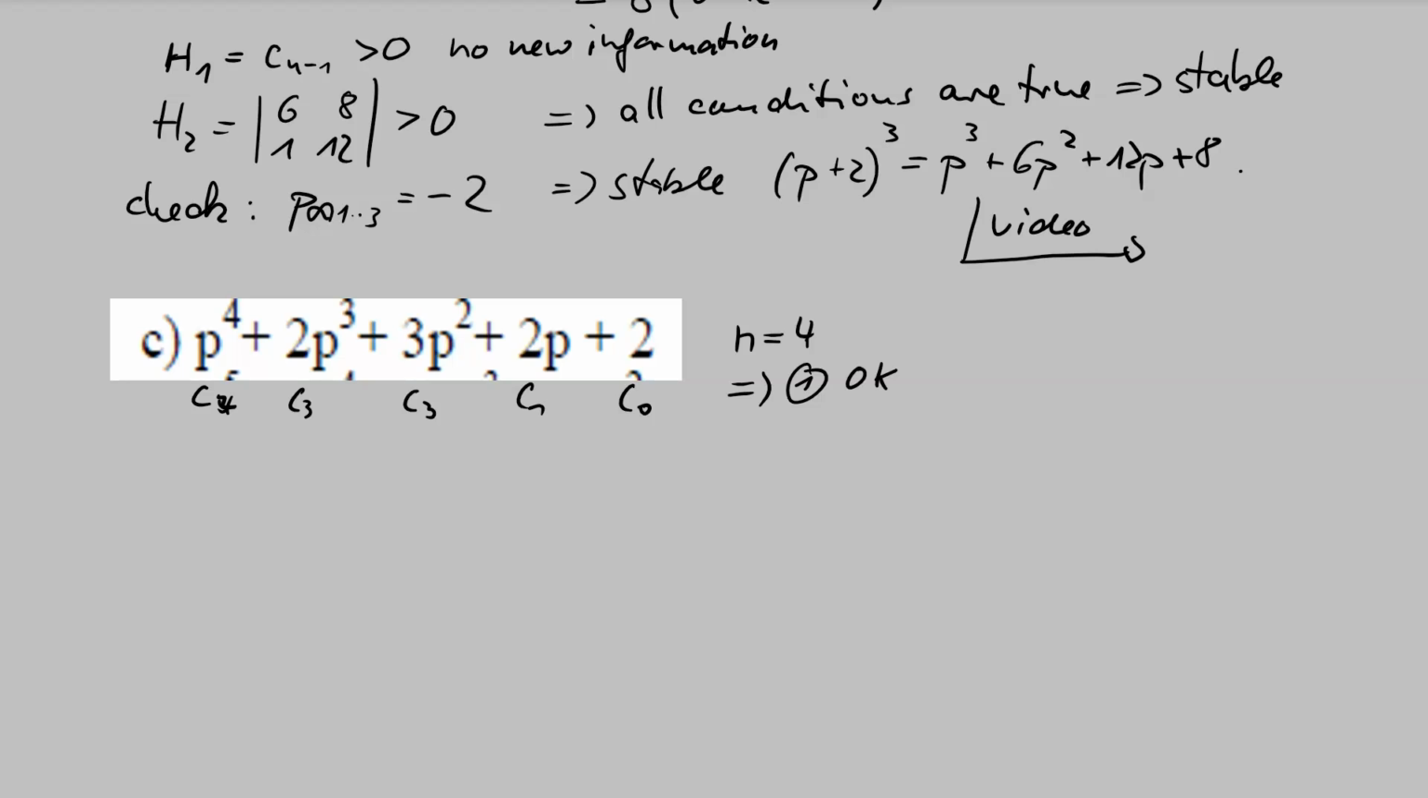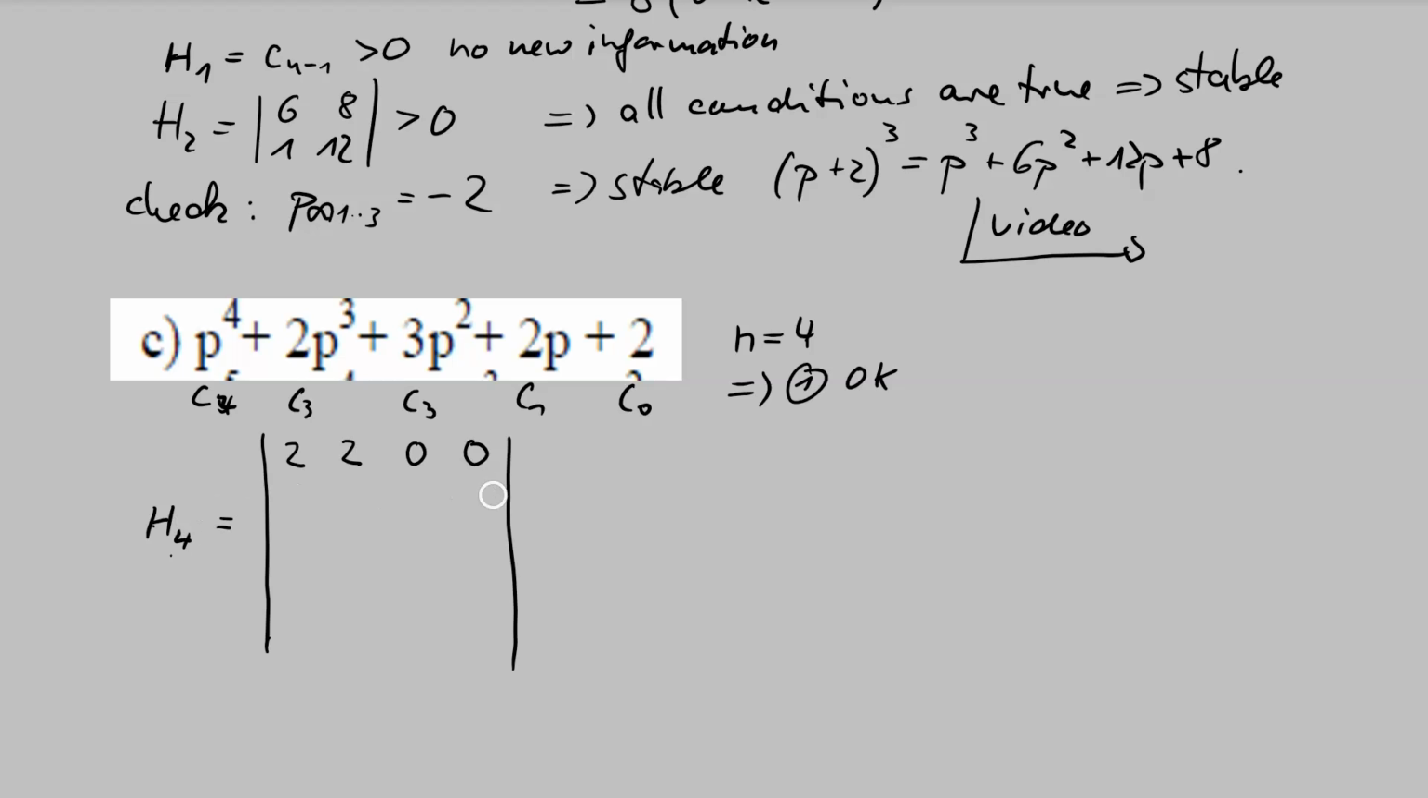So we have to start with the Hurwitz determinant. This is Hn. Hn is 4, so the H4 determinant is a 4 times 4 determinant, 4 rows, 4 columns. Starting with not the highest one, the second highest one, C3 is 2, then C1 is again 2, then there is no 1, 0, and we need 4 places, so there is another 0.